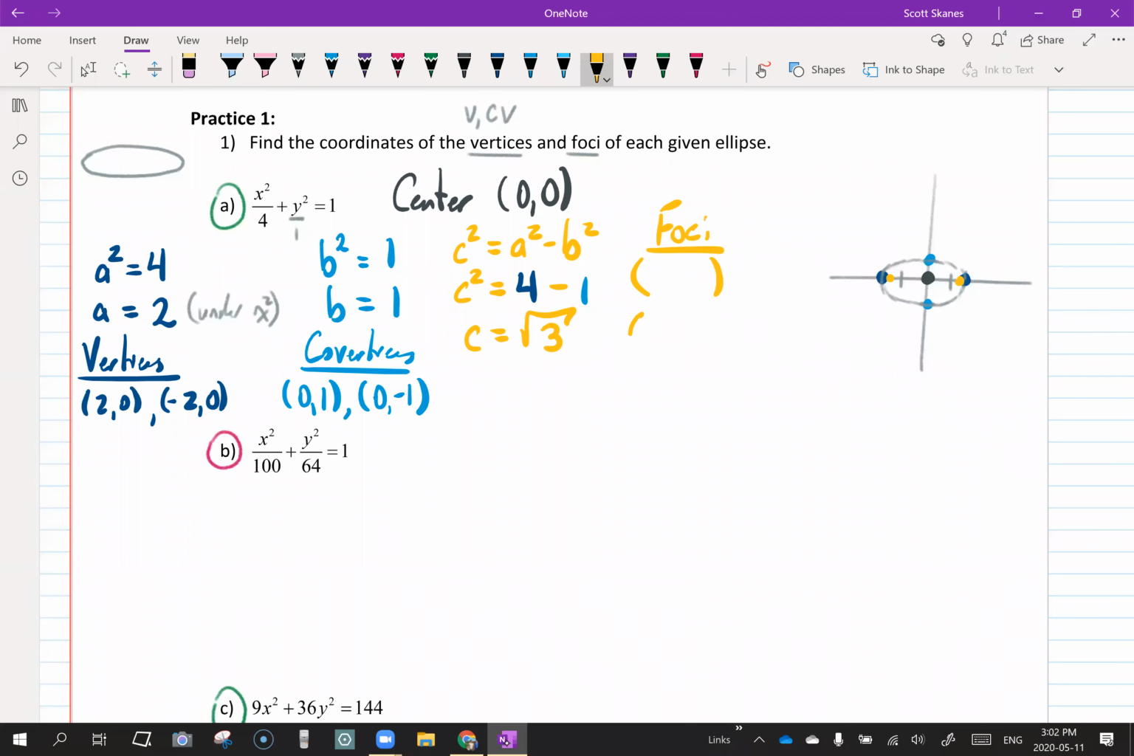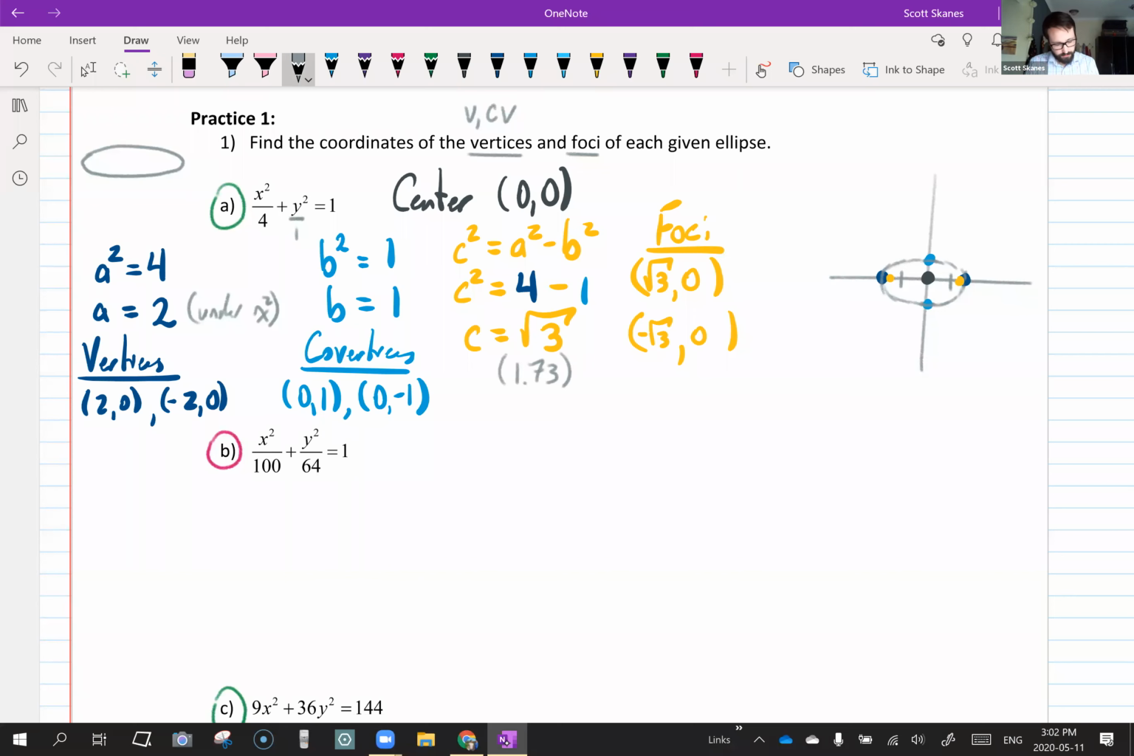0, 3. Say again? 0 and root 3. It's along the major axis. Root 3 and 0. Yeah, remember the first one is x, so we go in that x direction, and then you go in the other x direction. Negative root 3, 0. Okay, so negative, I know it's tricky. If you wanted to convert it to a decimal, you can. You could use 1.73, and then you would go 1.73 to the right, 1.73 to the left.